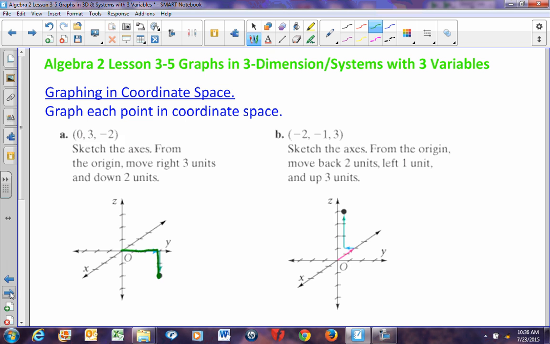For the point negative 2, negative 1, 3, again, start at the origin. Negative goes backwards, so we're going back 2. Negative 1 goes left 1, and then positive 3 goes up 3, and there's our point right there. Kind of interesting to do. It's not really complicated, but it is kind of important.